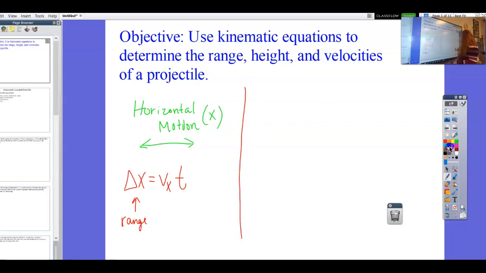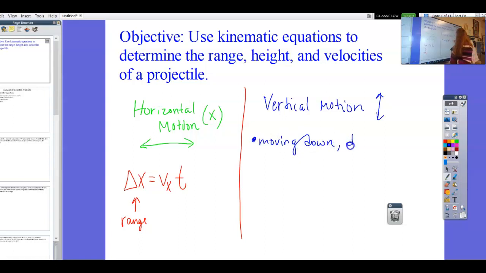Now let's look at the vertical motion of a projectile. So vertical motion is up and down, and something to note is that if an object is moving down over time, then the vertical displacement, or what we call delta y, has to be negative. That's going to be important in these problems that we solve.